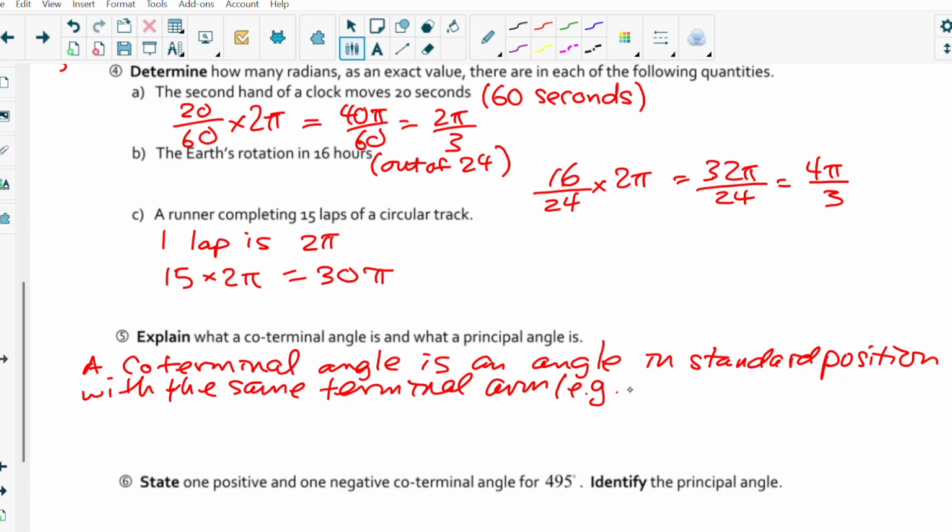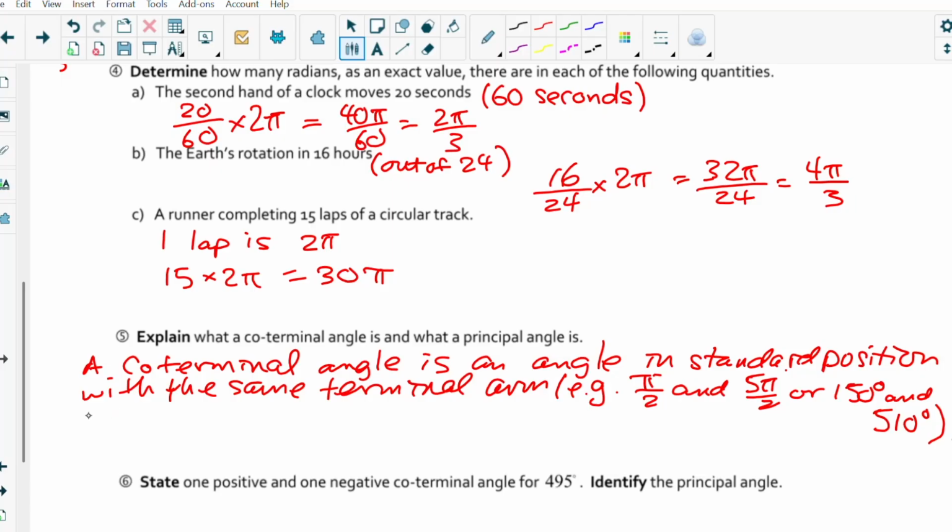So example, pi over 2 and 5 pi over 2. Let me give you an example in degrees. 150 degrees and 510 degrees.